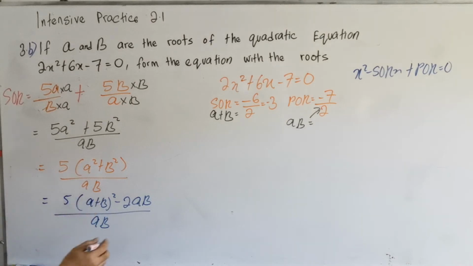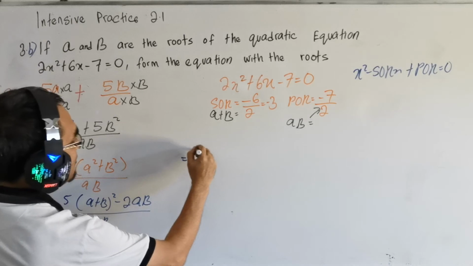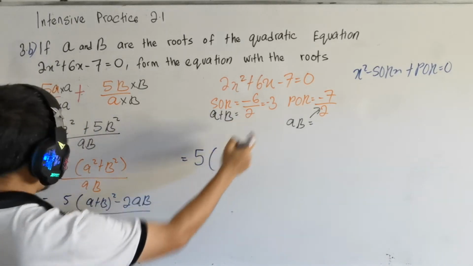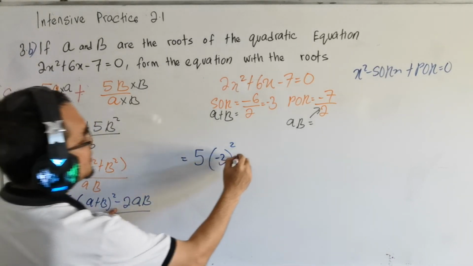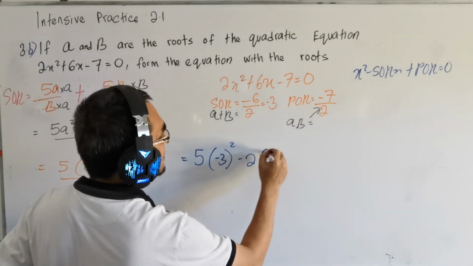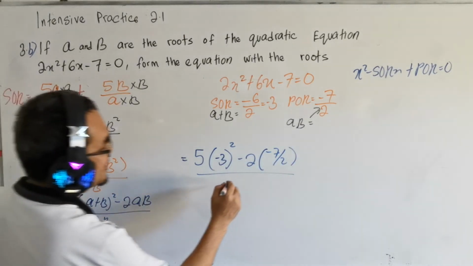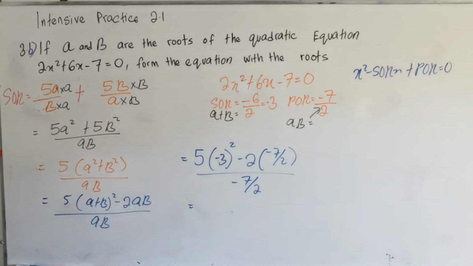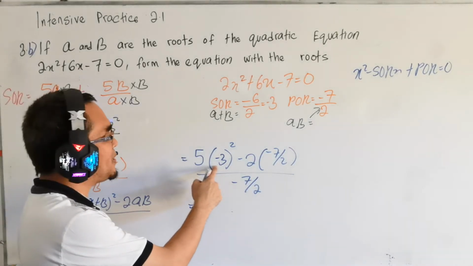So now we have to replace this value. We have 5 and then replace alpha plus beta. Alpha plus beta is negative 3. Replace as negative 3 squared minus 2 times alpha beta. Alpha times beta will be negative 7 over 2, over alpha times beta, again negative 7 over 2. Now we can calculate this one, negative 3 squared. Negative 3 squared will be 9.